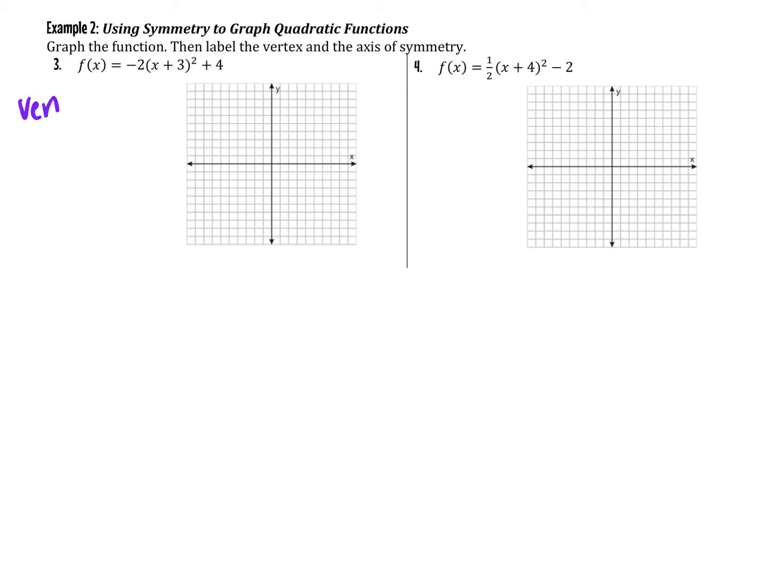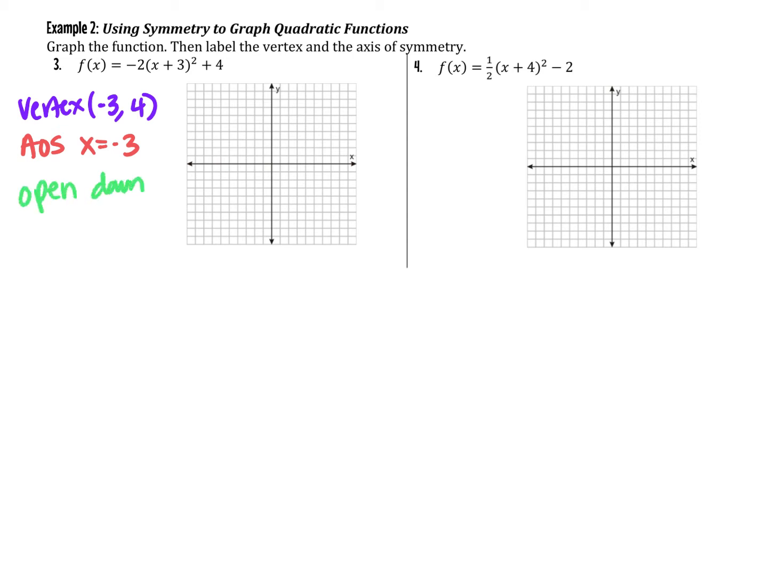All right, so first things first, the vertex on number 3 is the opposite of what's inside with x and the vertical translation. So that's (-3, 4). Then the axis of symmetry is the line x equals -3. You can't say the axis of symmetry is -3. It has to be the line x equals -3. And this parabola is opening downward.